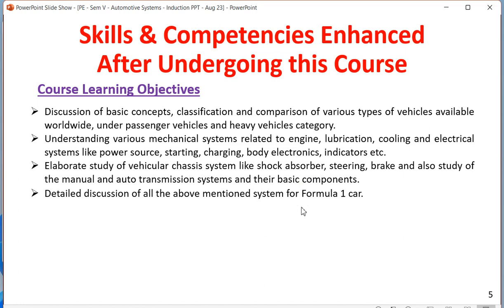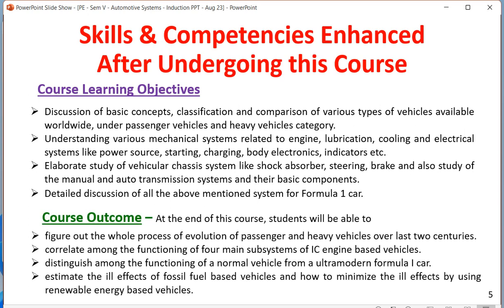And finally, at the end of every module, we are going to discuss the Formula 1 car. That means at the end of module 2, where we are studying the engine, we are going to see what kind of engine is used in the Formula 1 car. So these are the course learning objectives.